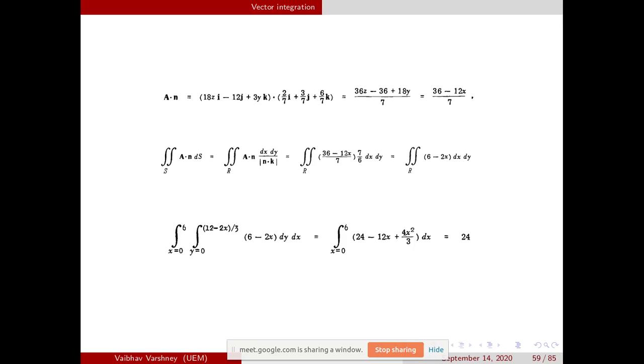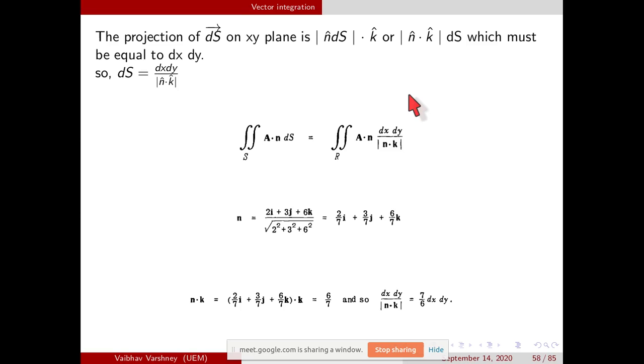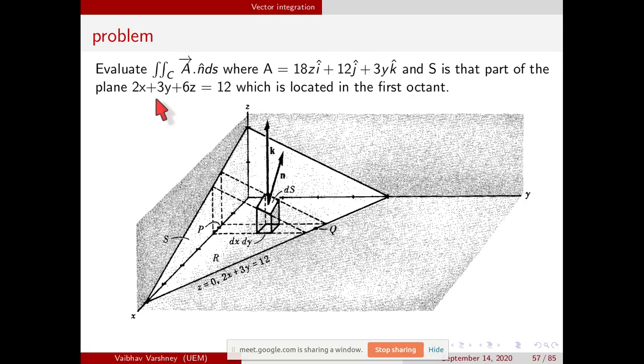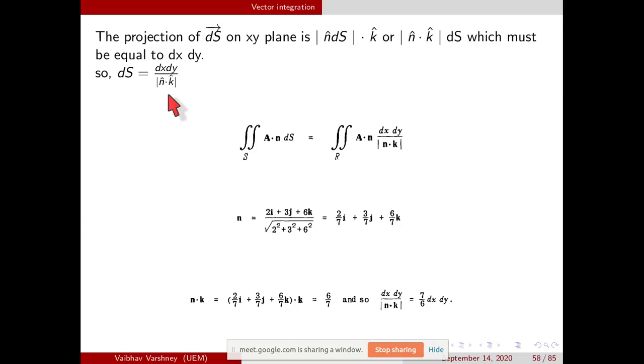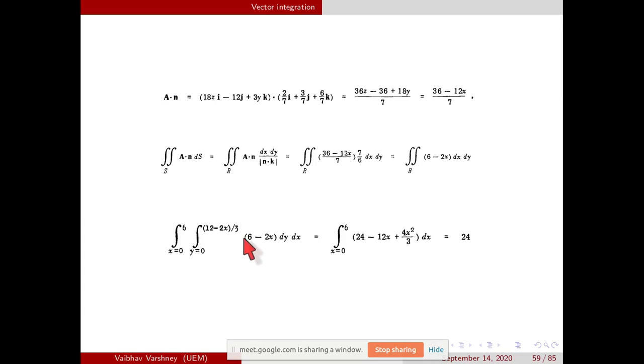And the first line, sir, how is 36z minus 36 plus 18y coming as 36 minus 12x? If you put this y in terms of x from this, y is equal to 12 minus 2x by 3. Yes, I am substituting, because I am taking everything in terms of x. If you want to take it in terms of y, then you can take it as it is. Just replace z and you will get this in terms of y.